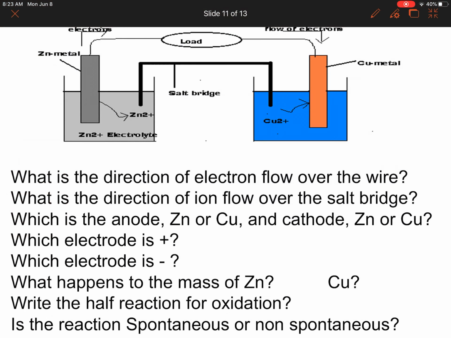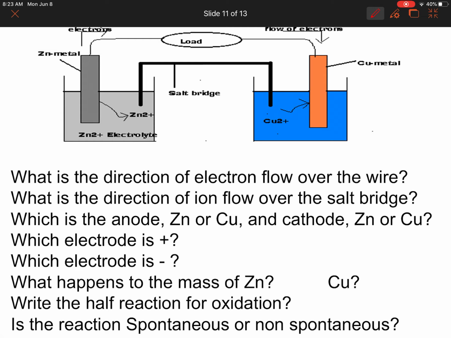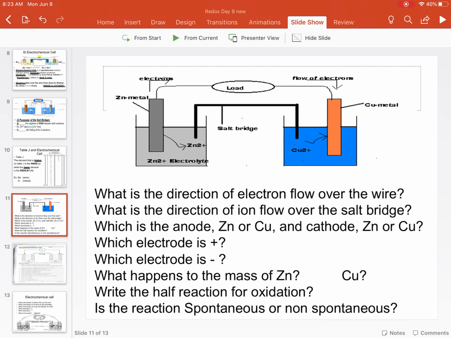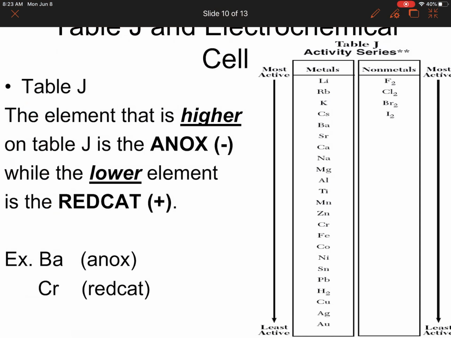So let's look at this question chart over here. First thing we have to do is label which side's anode and which side's cathode. Well, we go to Table J. Let's go back to Table J, guys. We have the two elements we saw, Zn and Cu. Here's Zn, here's Cu. Zn is higher, so it's anode, negative. The element that is lower, which is Cu, is cathode, positive. So let's label that side right now.